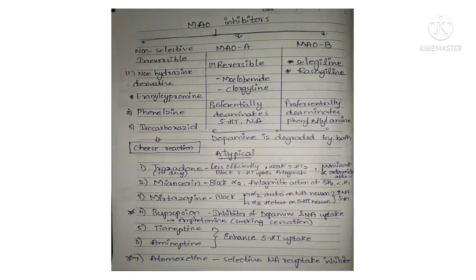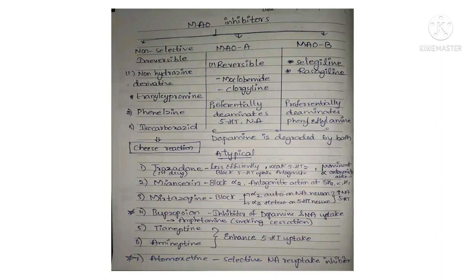In that condition, we give alpha blockers like phentolamine and prazosin, which prevent the binding of epinephrine and norepinephrine at the receptor site. Cheese reaction, remember this. And then we have atypical antidepressants, the newer, second generation drugs.